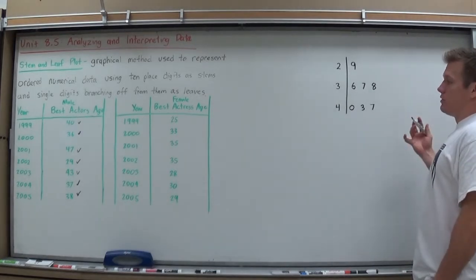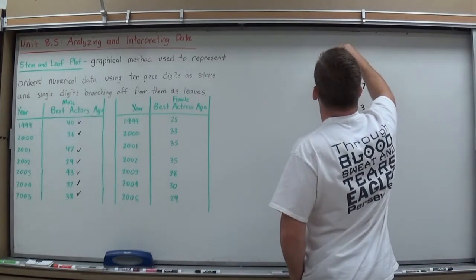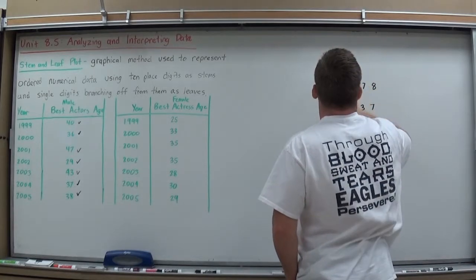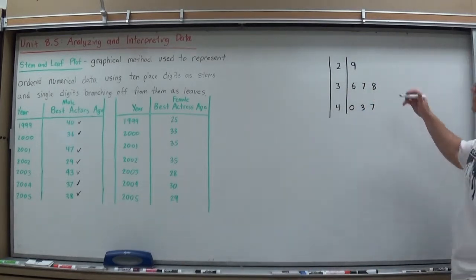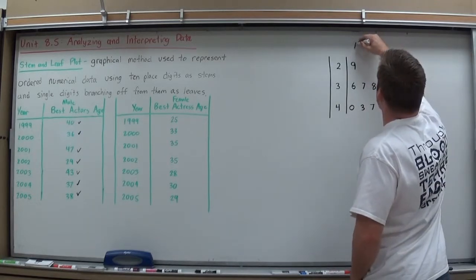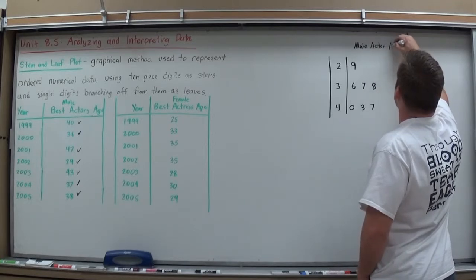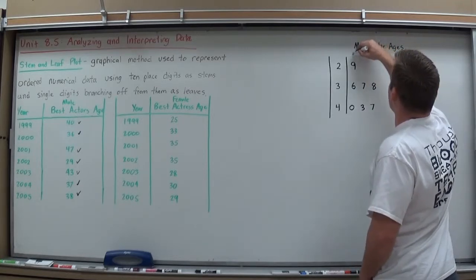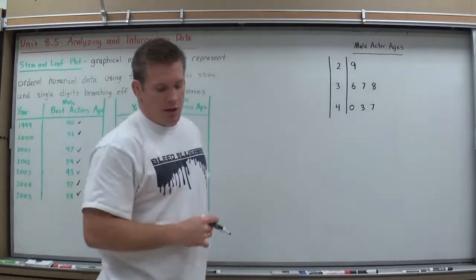Now, if you want to make a stem and leaf plot that has both on there, then you can put a line on the other side, and title it so you don't get any confusion as to which one goes where. So this one was my male actors' ages, so I'll write up here, male actor ages. And I can go the other way and represent the other data as well.